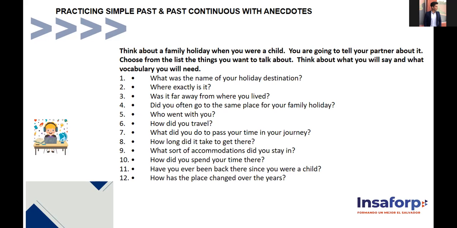First one is, what was the name of your holiday destination? Think about this. Where exactly is it? Was it far from where you lived? Did you often go to the same place for your family holiday? Who went with you? Okay, and how do you travel? What do you do to pass your time in your journey?